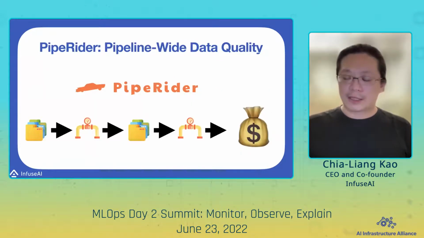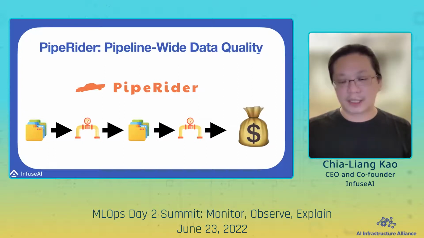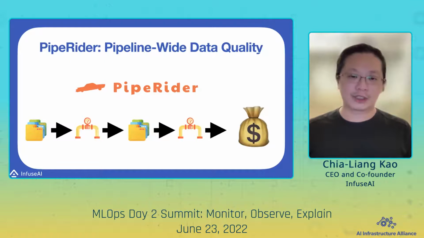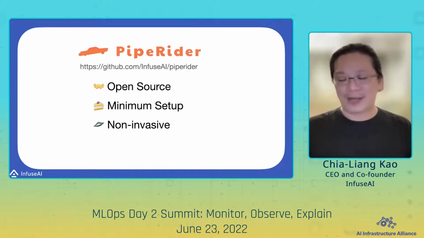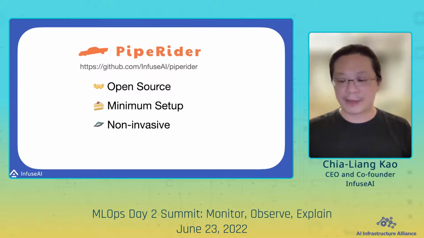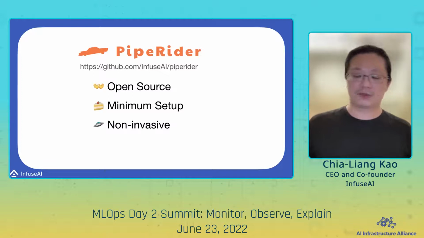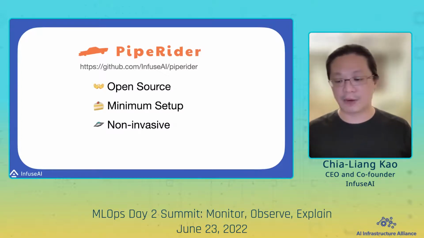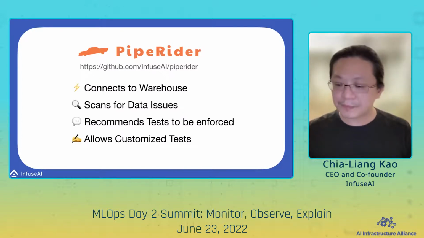So this is why we created PipeRider. It's an open source toolkit for automating these data checks and suggesting tests to you. PipeRider is an open source toolkit for detecting data issues across the pipeline that works with CI systems for continuous data quality assessment. PipeRider makes it easy for teams to have visibility into how data is being tested, and ensures errors are caught before they cause outages in downstream data applications such as BI or ML systems.